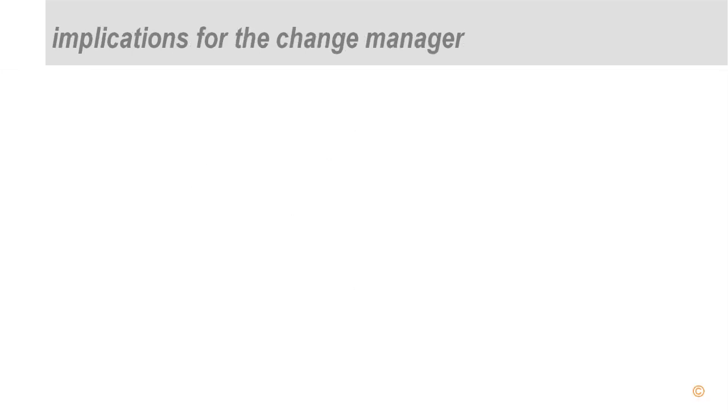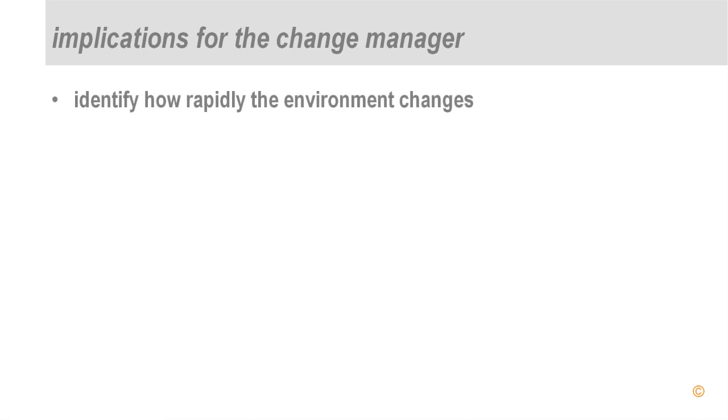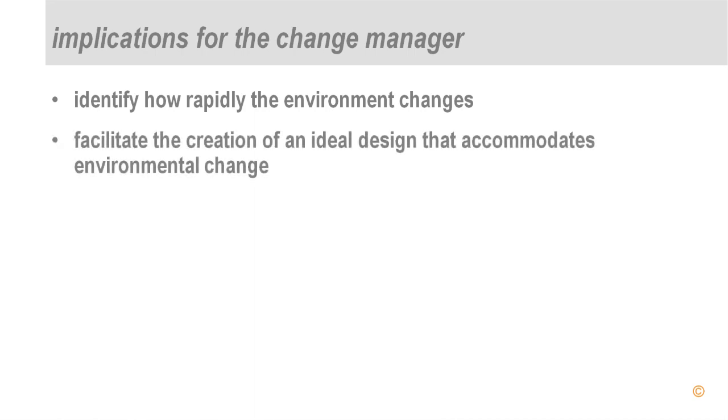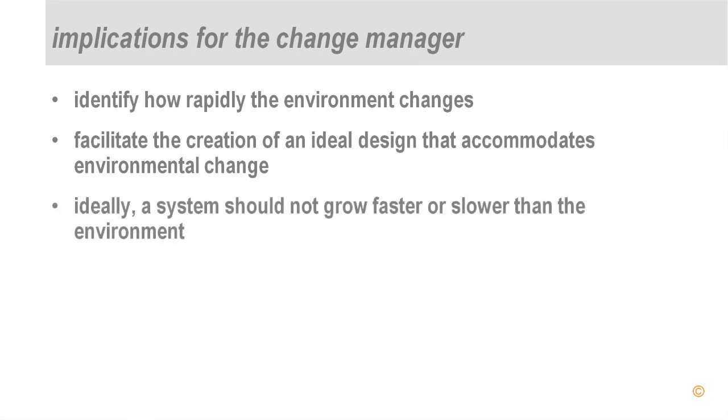What are the implications for the change manager? Well, firstly, they need to be aware how rapidly the environment changes, or they need to facilitate that awareness of how rapidly the environment changes. And they need to facilitate the creation of an ideal design that accommodates that rapidity of change. Ideally, a system should not grow faster than its environment or slower than its environment.